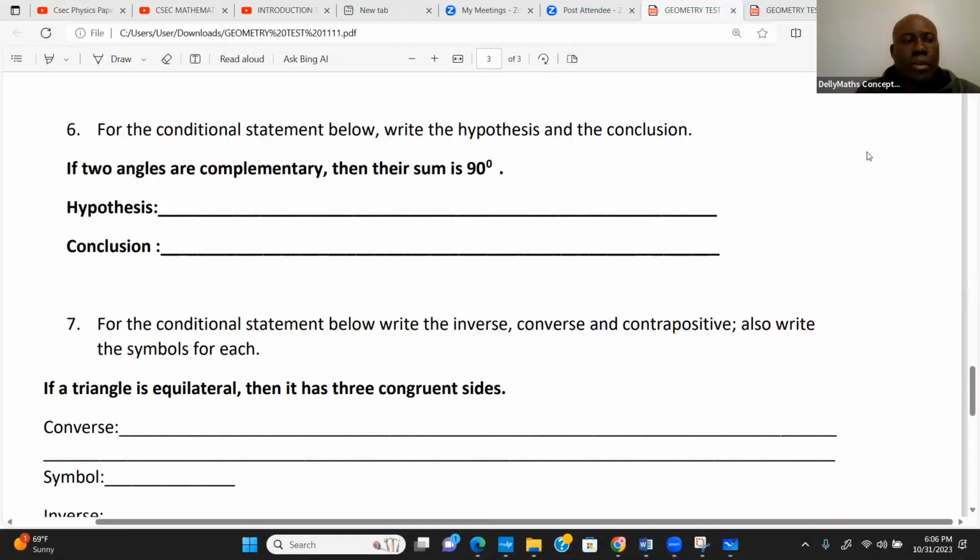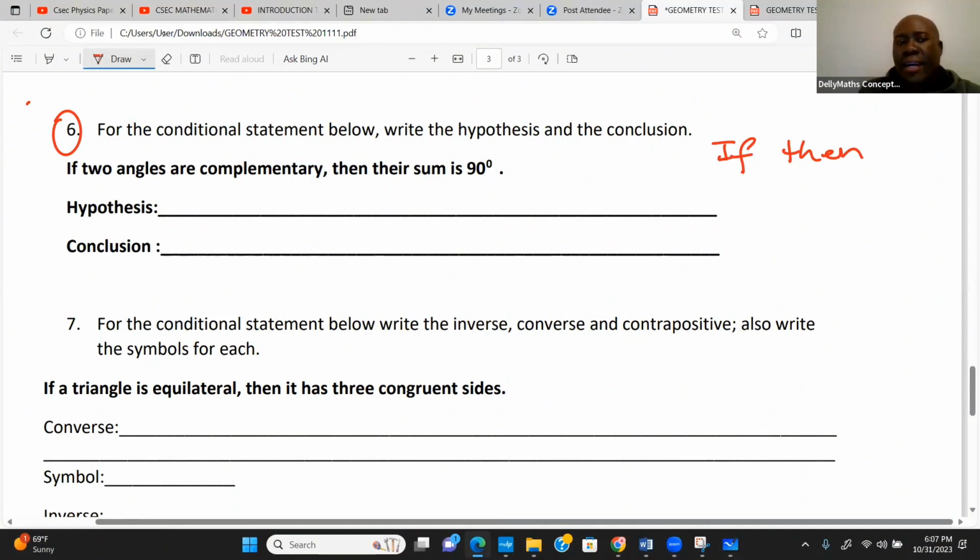So let us start off by looking at this question right here. The question reads, for the conditional statement below, write the hypothesis and the conclusion. So what is a conditional statement? A conditional statement is what we will call an if-then statement. All conditional statements will come in the form if-then.